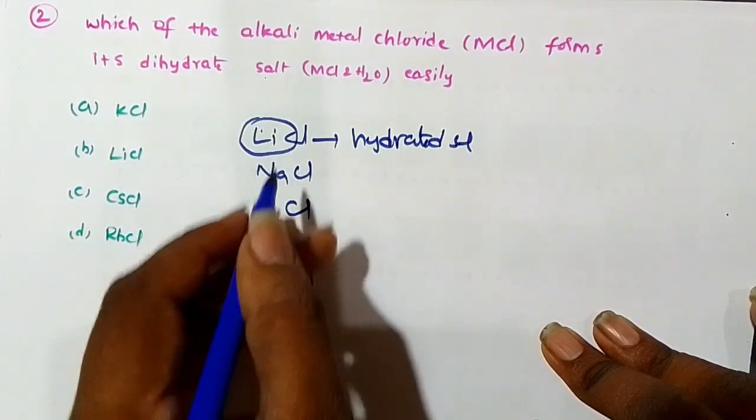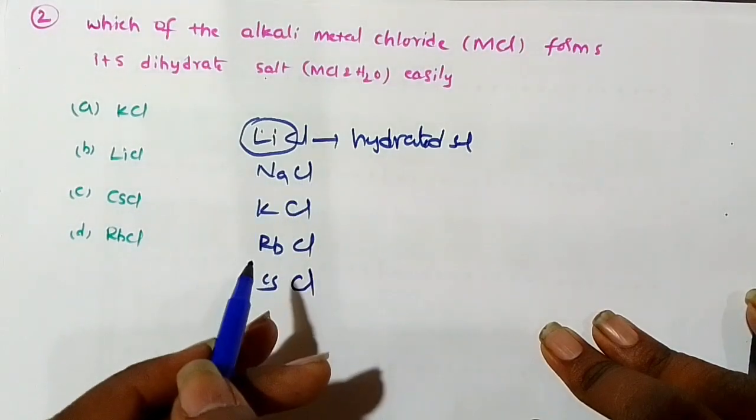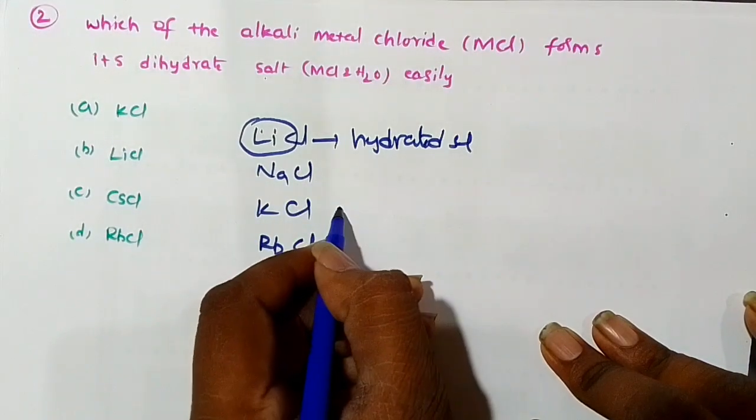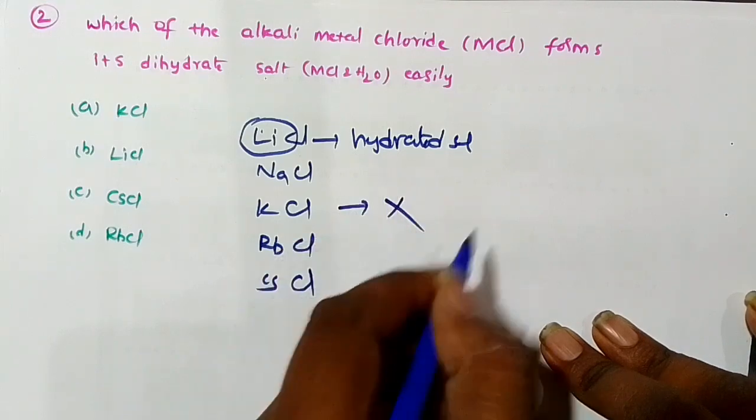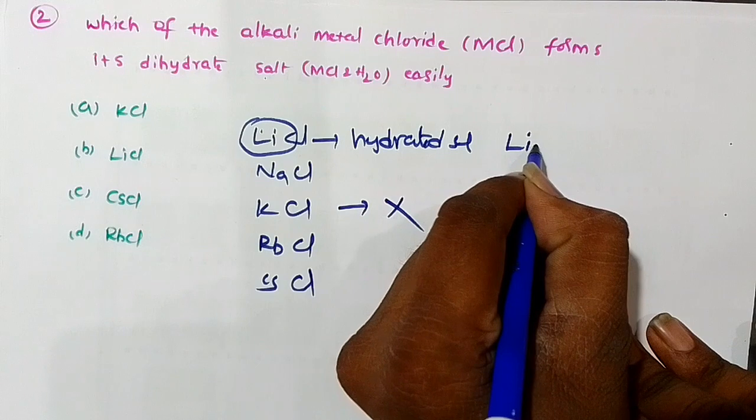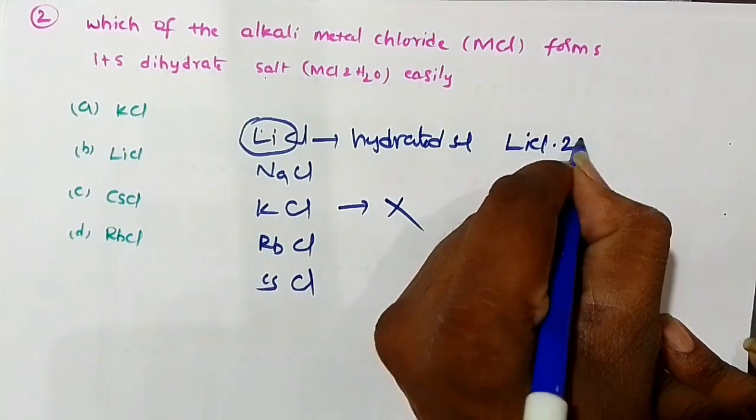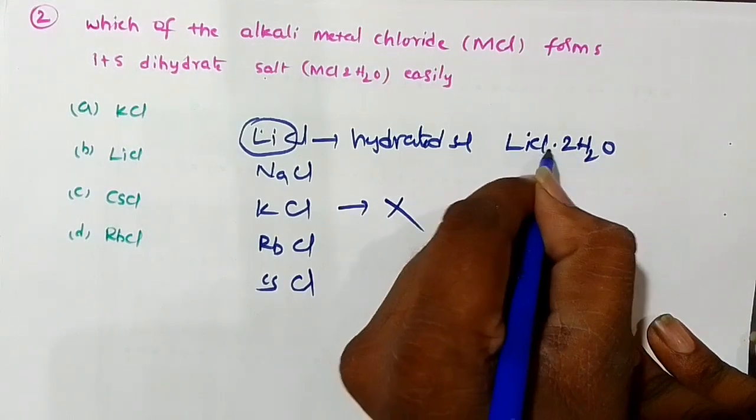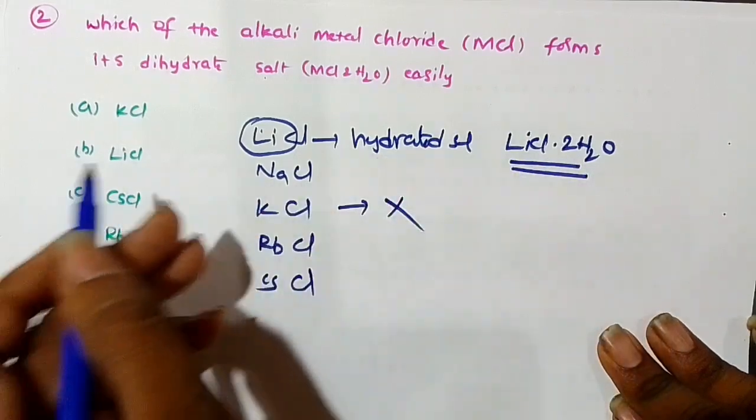But the remaining sodium, potassium, rubidium, cesium chlorides do not form any hydrated salt. So lithium chloride only forms a hydrated salt. Hydrated salt means it is combined with water molecules. So the option is LiCl.